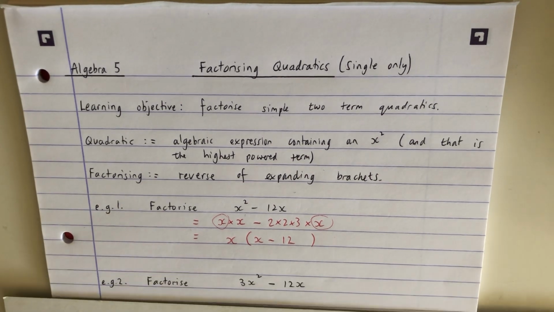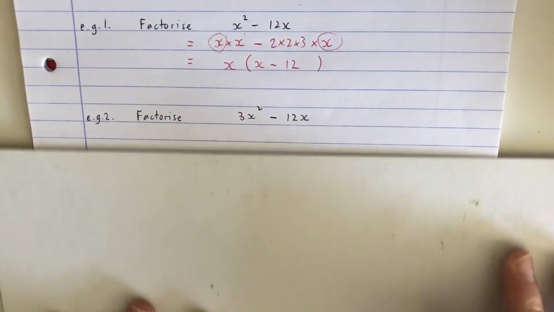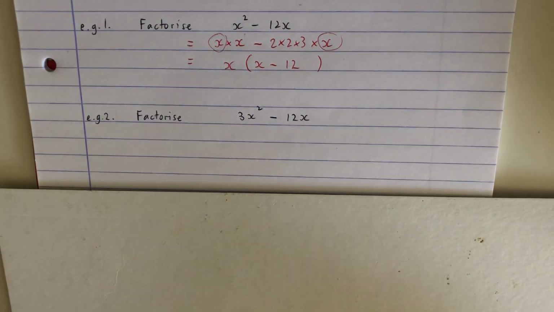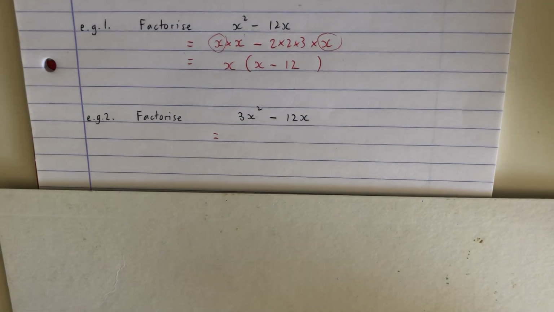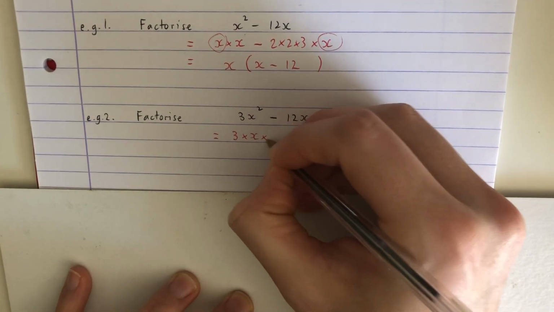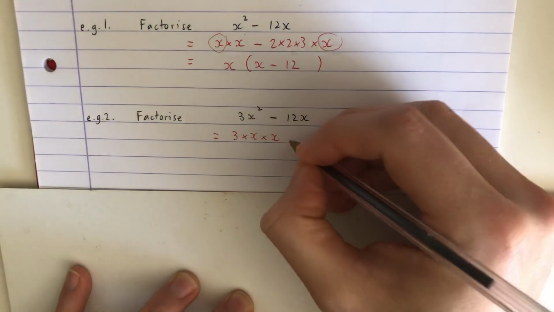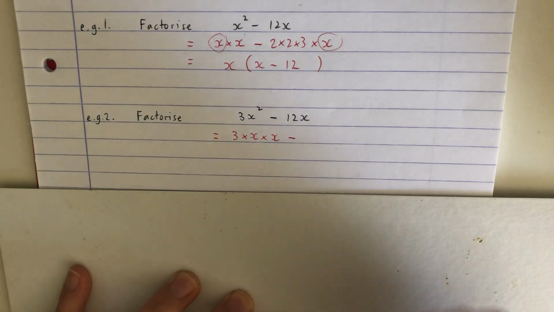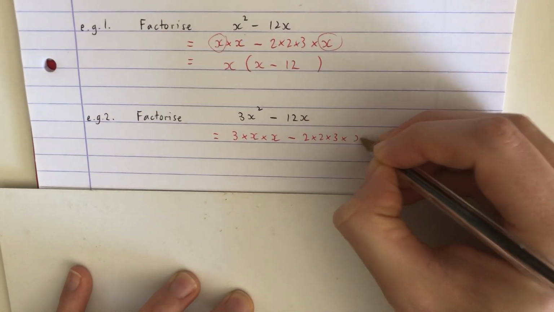Okay, let's keep going. Example number 2. We have 3x squared subtract 12x. And again, some of you can do this in your head. However, you can write it out in full as well. So 3x squared in full is 3 times x times x. Subtract 12x in full is 2 times 2 times 3 times x.